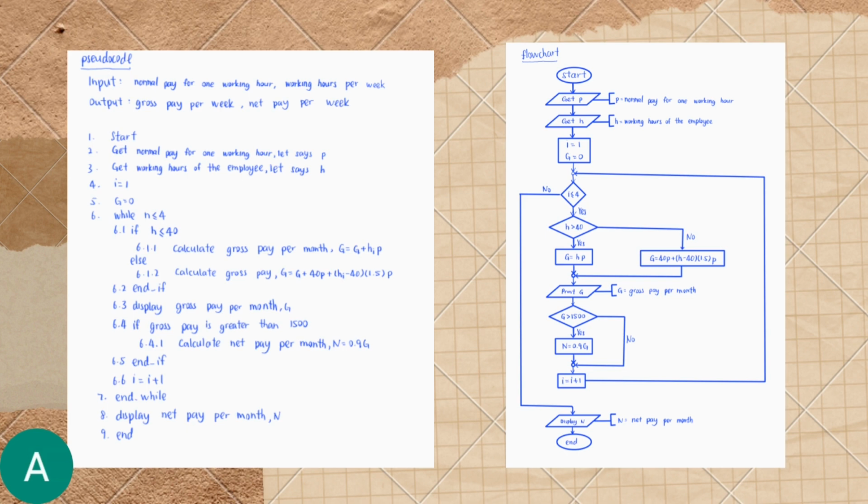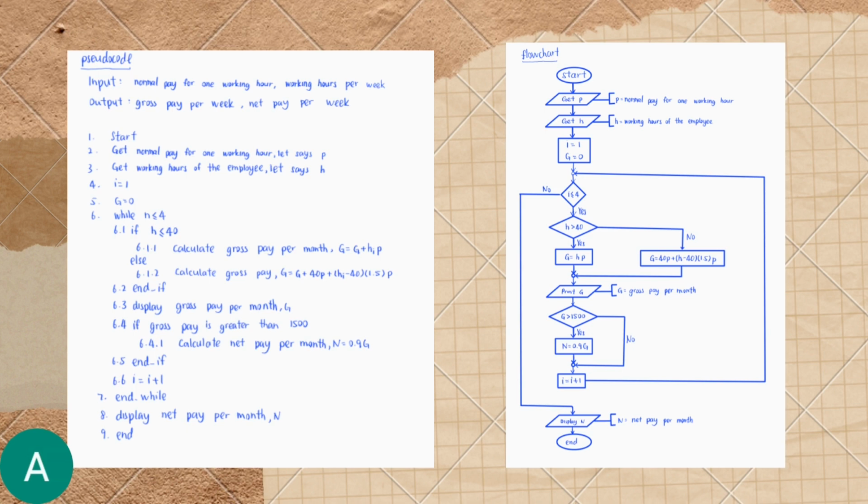if I is equal or less than 4, H will go into another condition, which is whether H is higher than 40 or not. Just like the previous pseudocode, we'll be using these two formulas. If it is not, then we'll be using G equals H times P, while if it is, then we'll be using G equals 40P plus (H minus 40) multiplied by 1.5 and P. After this, we'll be printing out the gross pay per month, which is G.